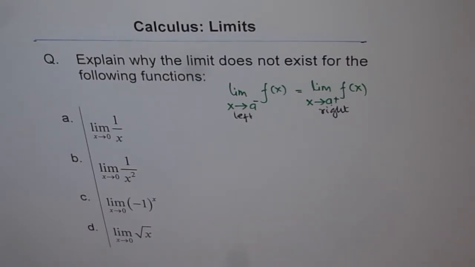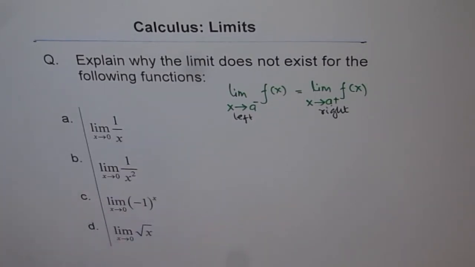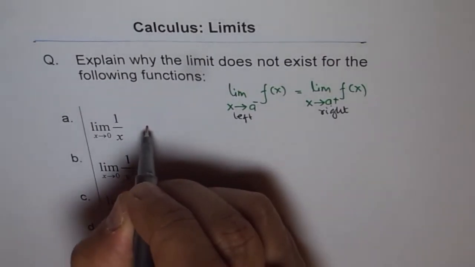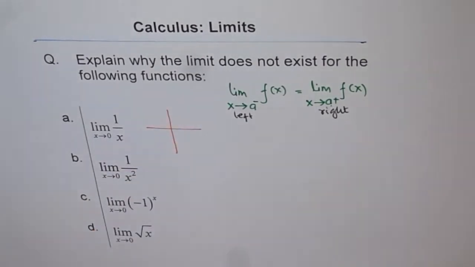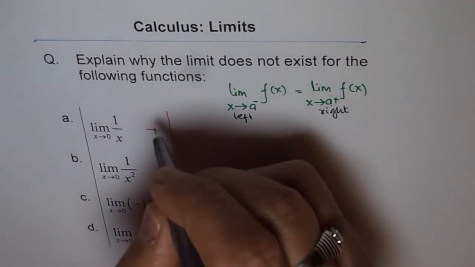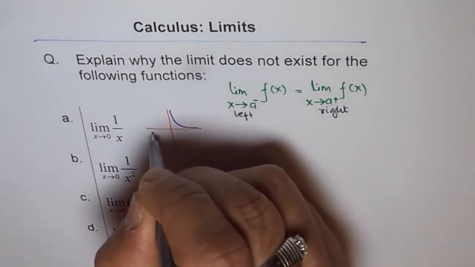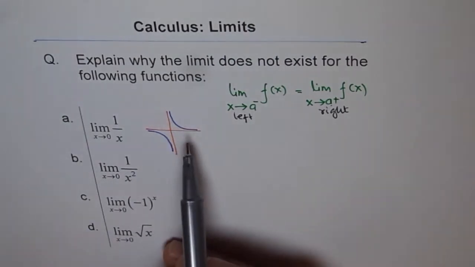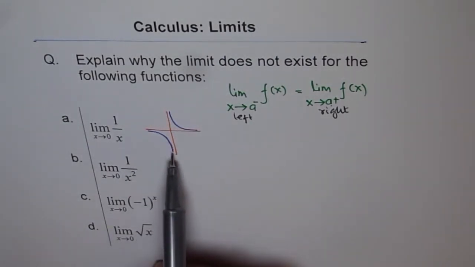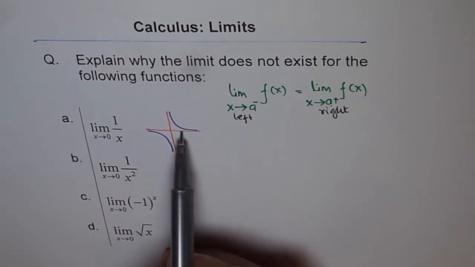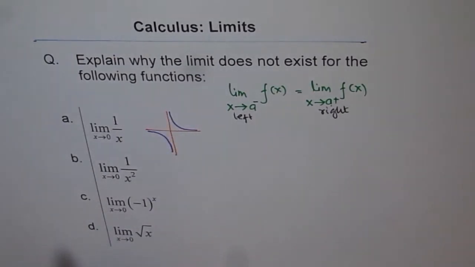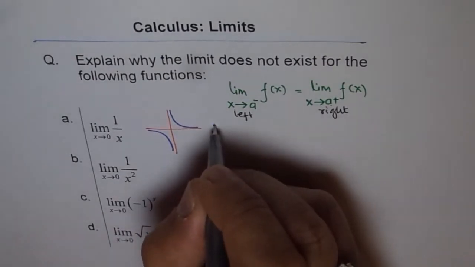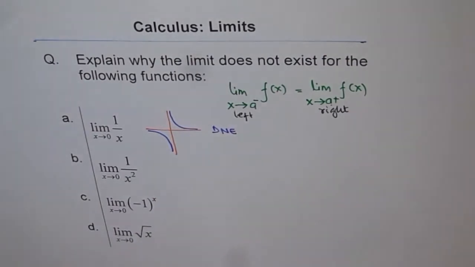Let's look into the function 1 over x. The limit of 1 over x does not exist at x equals 0. It will exist for all other values, right? The reason is very simple. You've seen the 1 over x graph. It is something like this. We have a vertical asymptote at x equals 0. If you approach from the left side, you are approaching negative infinity. If you approach from the right side, you are approaching positive infinity. But infinity is not a defined number. Therefore, it does not exist. Do you understand? So that's the reason.